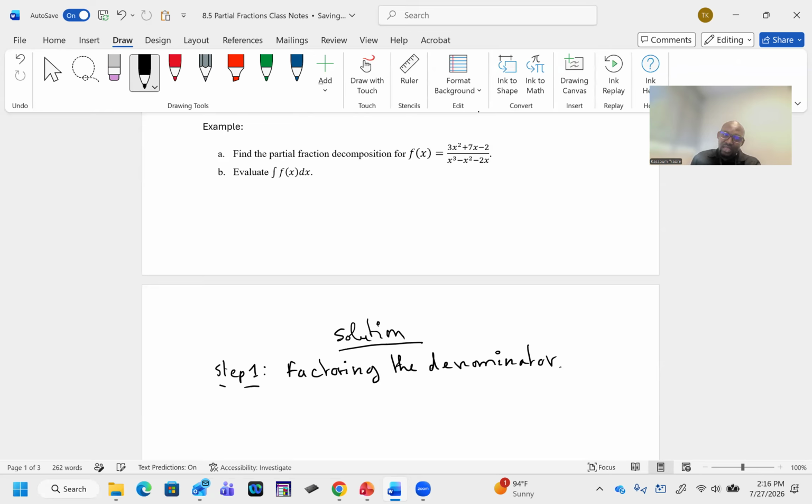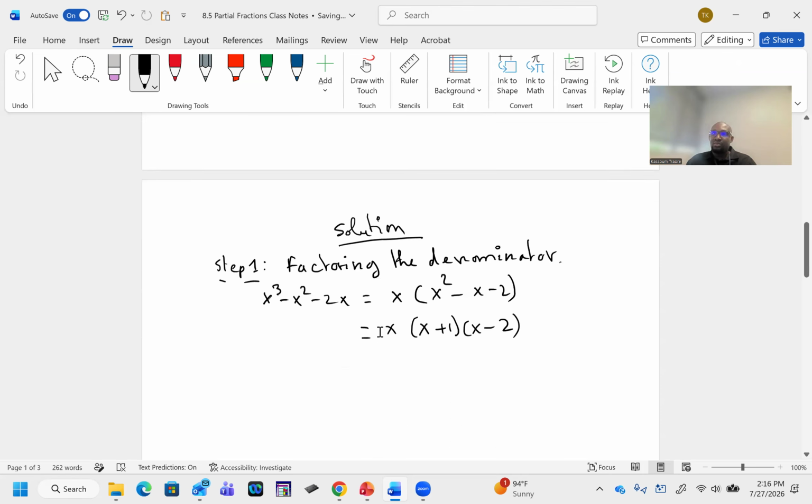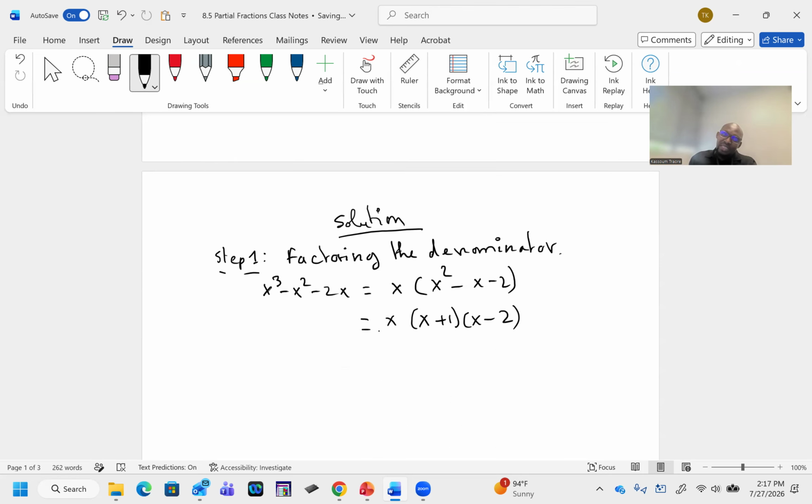The denominator is what? x cubed minus x squared minus 2x. We have three terms, all three terms are multiplied by x. So first thing I will factor x, then I will have what? x squared minus x minus 2. And x squared minus x minus 2, if I factor that, the factored form will be x times x plus 1 times x minus 2. So how many factors do we have? We have 3. All of these are linear, right?